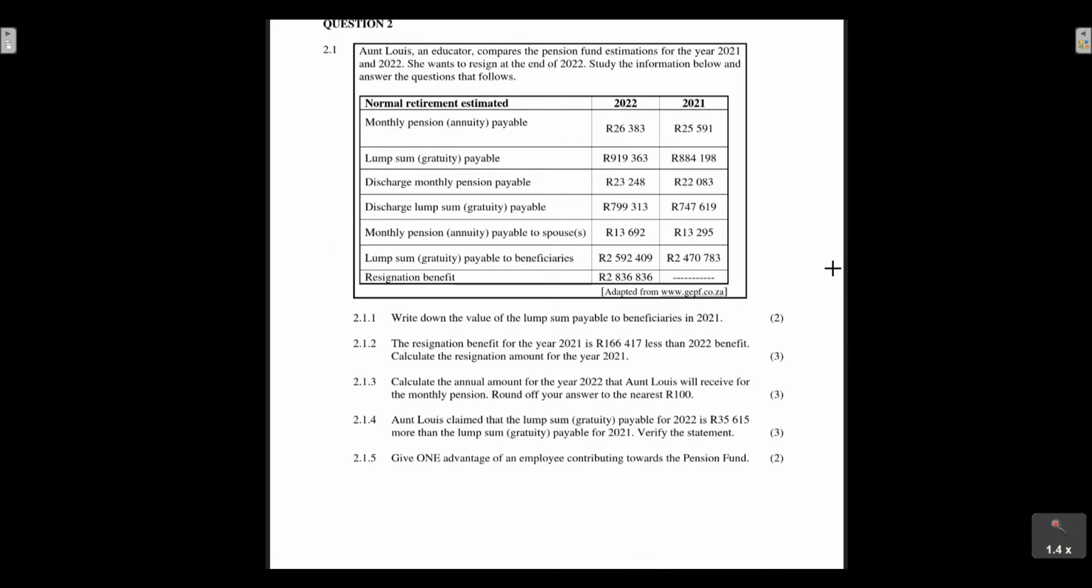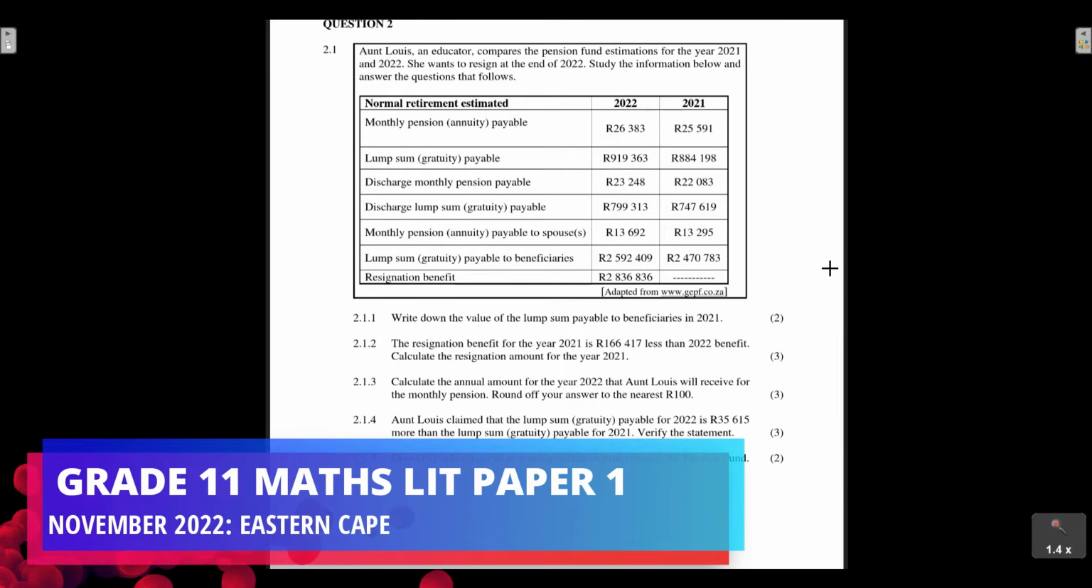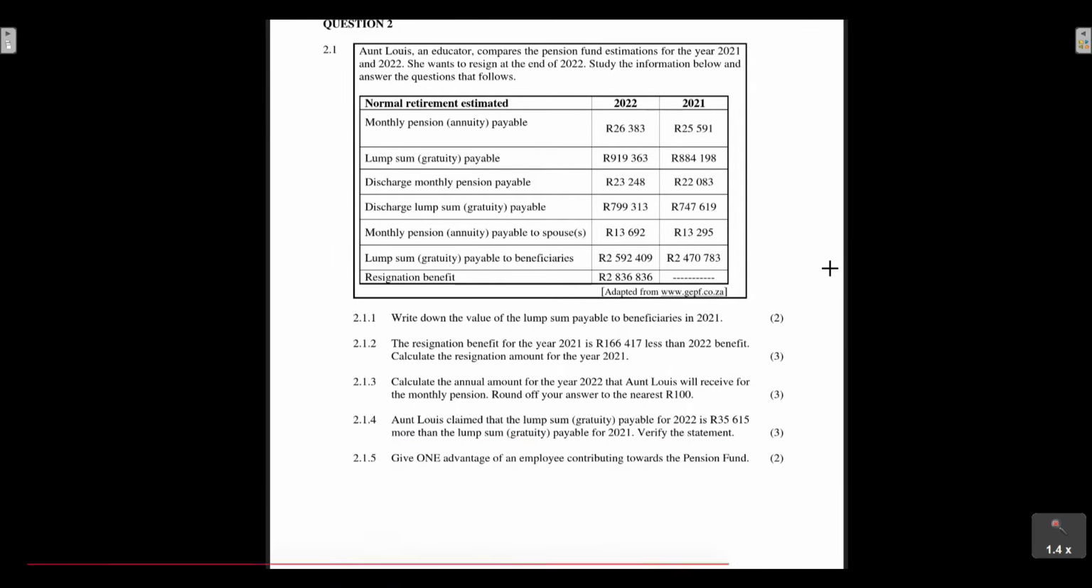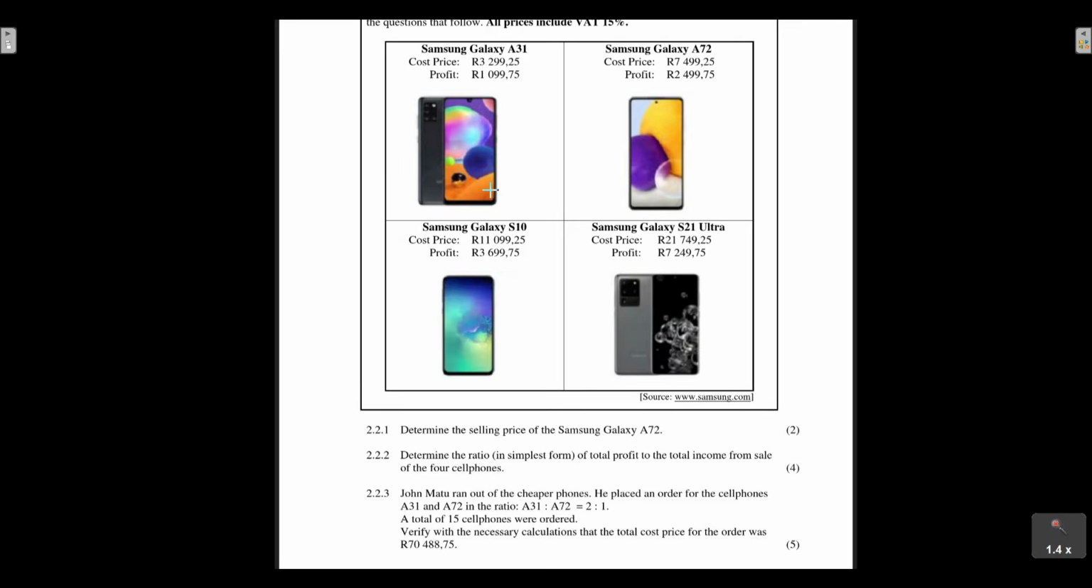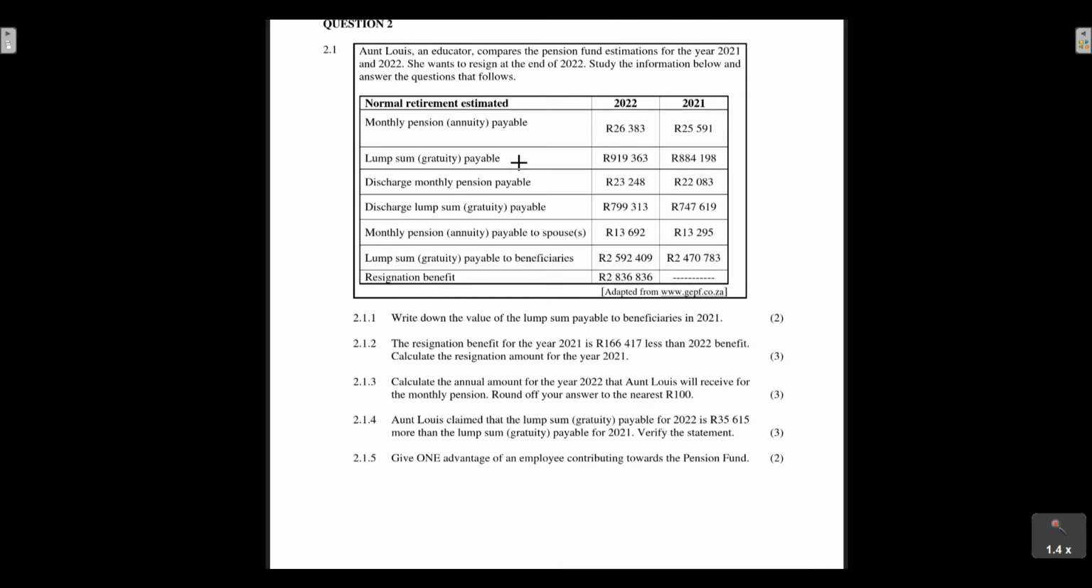So on today's video tutorial, guys, we are going to be having a look at the grade 11 mathematical literacy paper 1 that was written in November 2022 by the Eastern Cape Province learners, right? And in today's video tutorial, we are going to be having a look at question 2.1 as well as question 2.2. I'm going to be basically focusing on these two questions in this tutorial, because these two questions basically deal with finance.